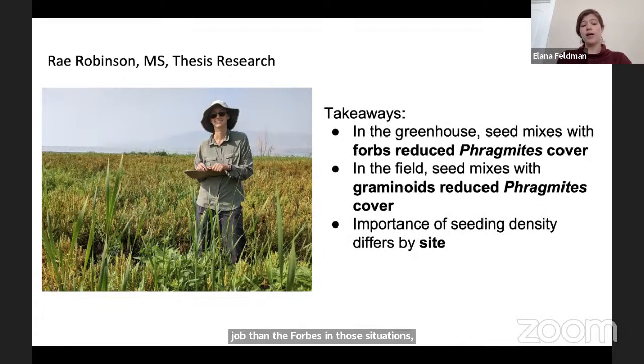And Ray also found that seeding at a higher density was always important for reducing Phragmites cover. However, the extent to which it continued to reduce cover beyond a certain point differed by site. So again, which site you are planting at is going to change how many seeds you need to plant.